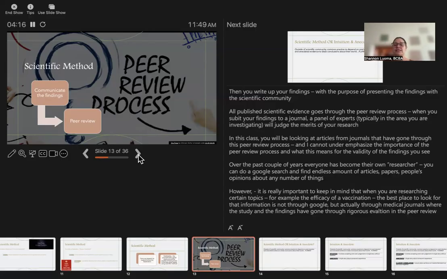It's going to go through this whole process. It usually takes a few months. There's usually at least 3 reviewers, possibly 4, depending on the journal. And it usually needs a majority to say, yes, this is sound research, it should be published, before it's actually published. So this is called the peer review process. Now, in this class, you will be using and looking at articles from journals that have gone through this peer review process. And I cannot emphasize enough the importance of that peer review process and what it means for the validity of the findings that you are seeing and the data that comes out of that.